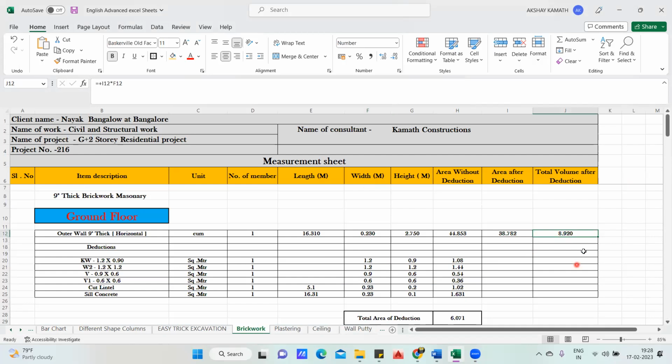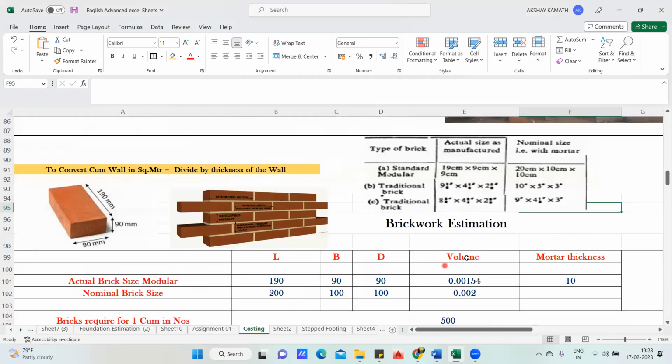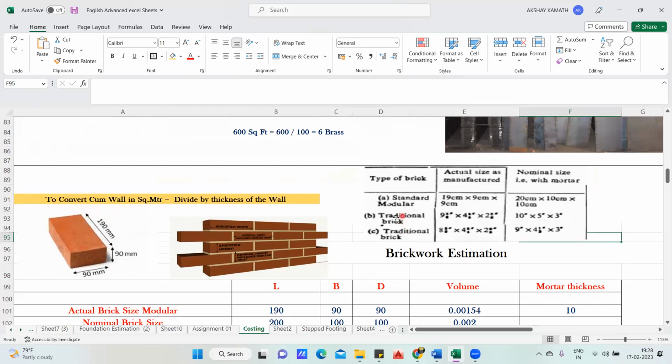But we don't know how much bricks is required. We don't know all those things. So for that, first we'll understand the costing basic part, and later we can find how many number of bricks are required. So first understand there are two types of brick. I mean, there is only one type of brick.